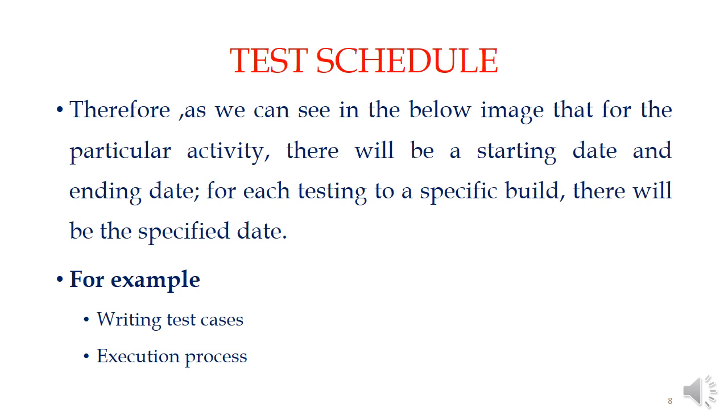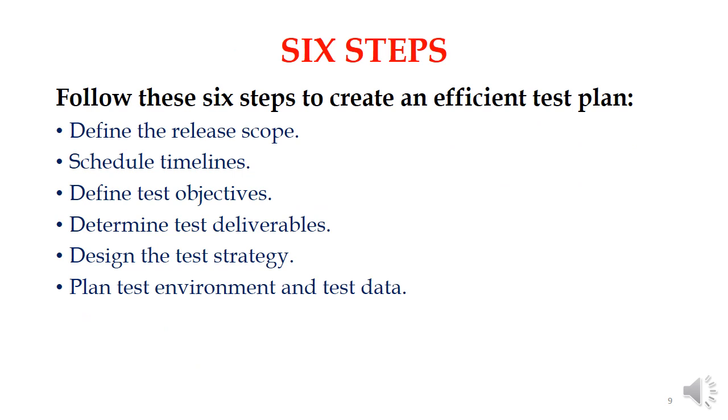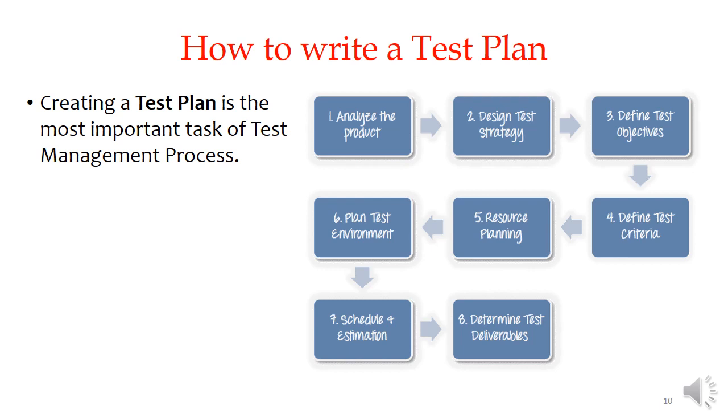For each testing specific build, there will be a specified date. For example, writing test cases, executing the process. There are 6 steps to have an effective test plan. Define the release scope, schedule timelines, define test objectives, determine test deliverables, design the test strategy, plan test environment and test data. Analyze the product, then design test strategy, design test objective, plan test environment, then define test criteria, resource planning, then plan test environment, schedule and estimation, determine test deliverable.